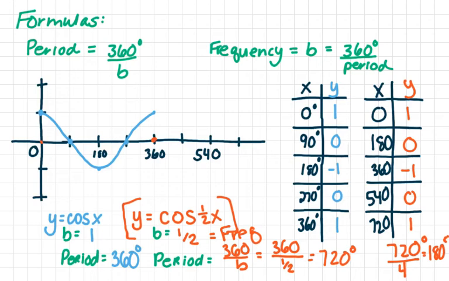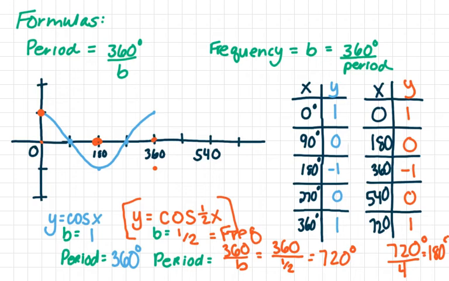So if I started to plot my points of 0, +1, 180, 0, 360, -1, we can see how the graph is getting stretched out here. So a lot of times we're just graphing to that 360, so I would stop.